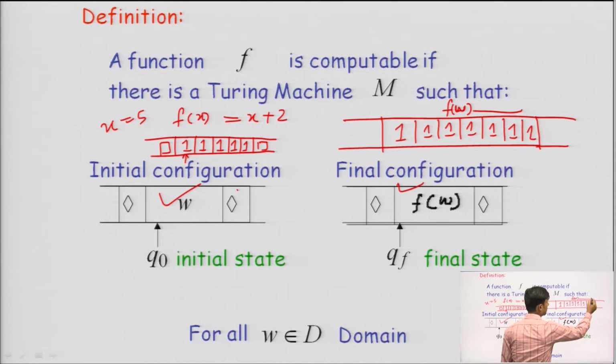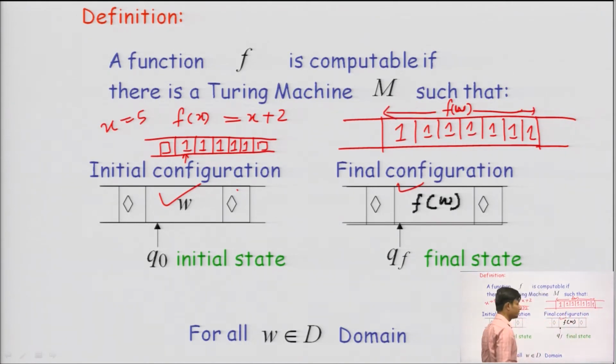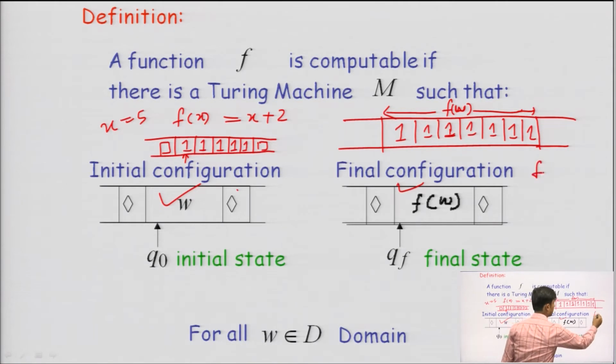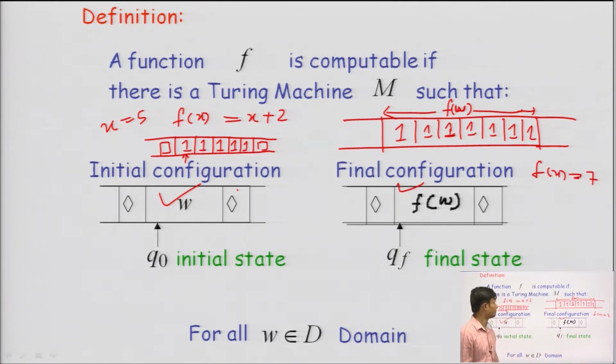Now you have to take w on the tape, then run this function on the Turing machine, and after that you will get the final configuration, with seven 1s on the tape. If x is 5, then f(x) will be 7. This is the way you have to do it.